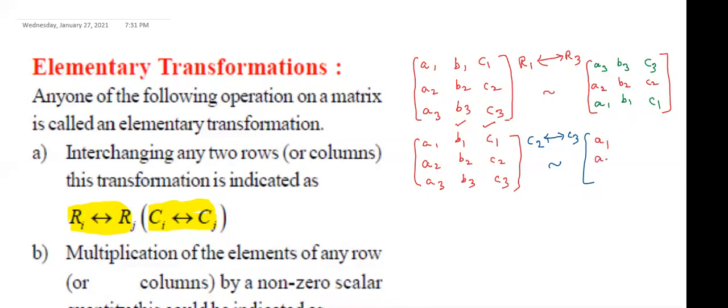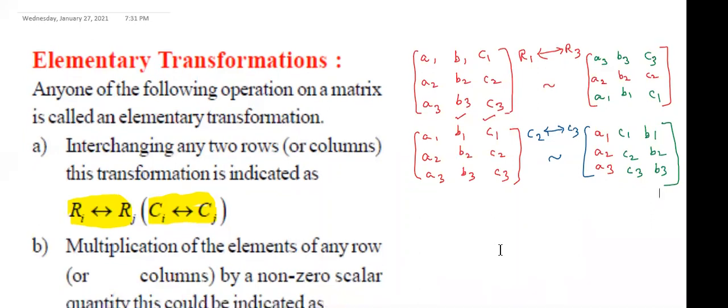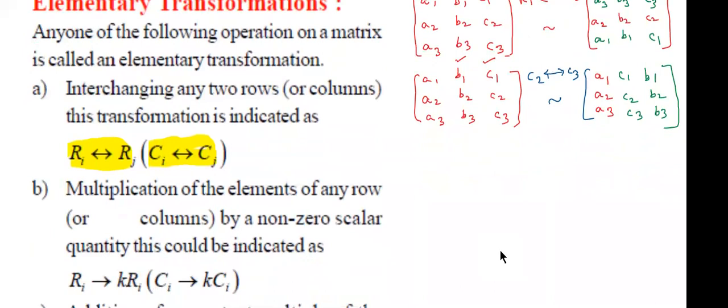A1, A2, A3. What is going to change? C3 is coming in place of C1. C1, C2, C3. C2 means B1, B2, B3. These are elementary transformations, one of the methods. Students, have you understood this? How we are interchanging the rows and columns.